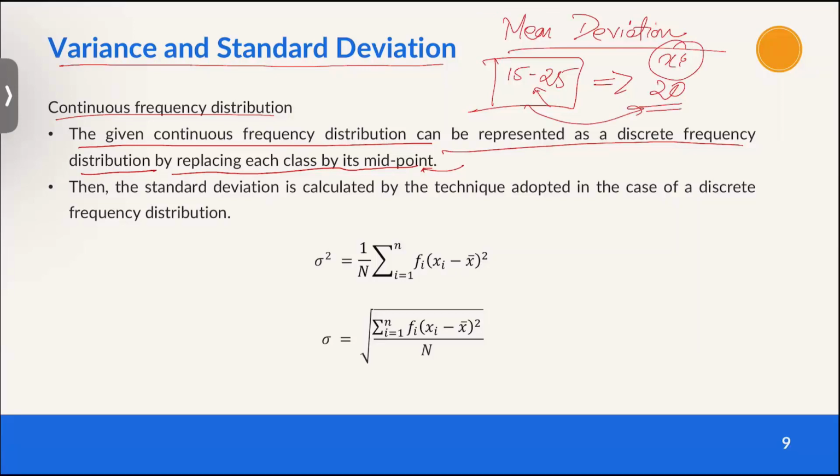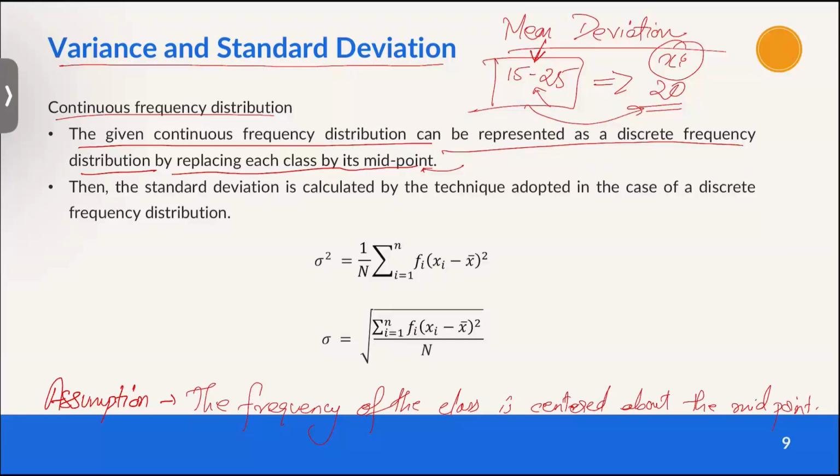And what are we assuming? We're assuming that the frequency is centered about the midpoint. This is the assumption: the frequency of the class is centered about the midpoint. So whatever the class, say 50 to 60, we will take the midpoint as 55 and we will calculate the deviations from this value 55, because this is what we have assumed.